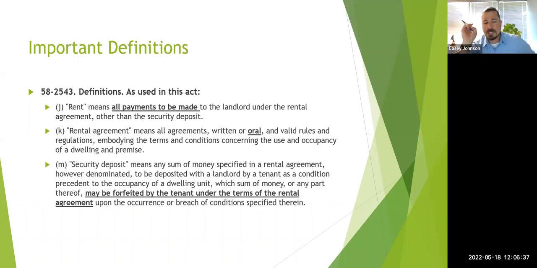Forfeited, because there's a statute that says, and I'll cover this later too, that if the tenant tries to apply the last month's rent or their security deposit to last month's rent, they forfeit it and the landlord can still go after them. But it has to be in the rental agreement. Even though there's a statute, Kansas case law said that has to be in the rental agreement.